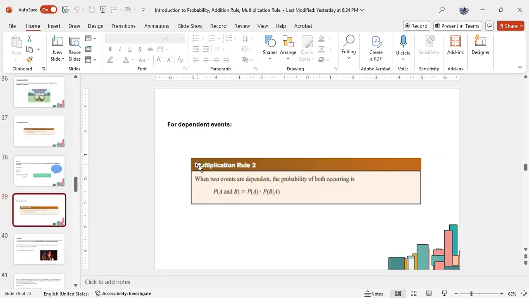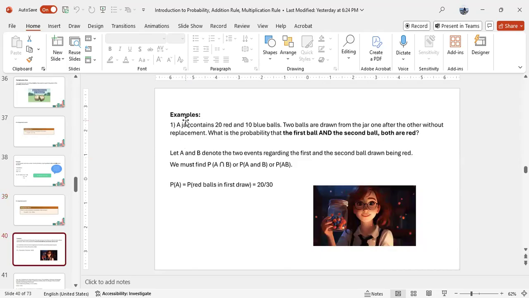For dependent events, when two events are dependent, the probability of both occurring is probability of A multiplied by the conditional probability of B on A. Remember, conditional probability of B on A. So there would be some condition, some dependency in such examples. We'll clear this concept by this example.